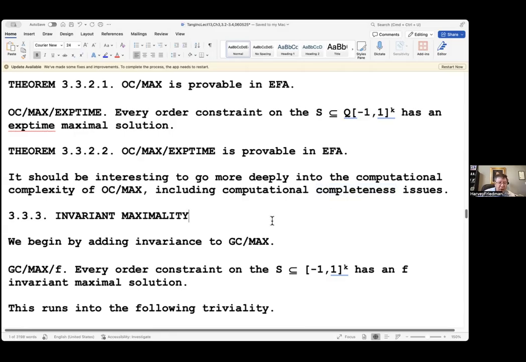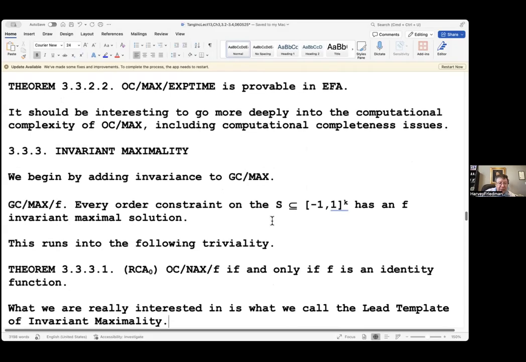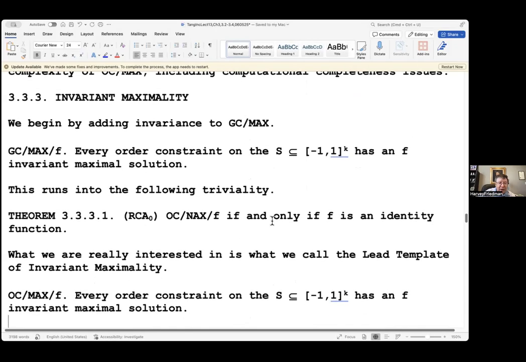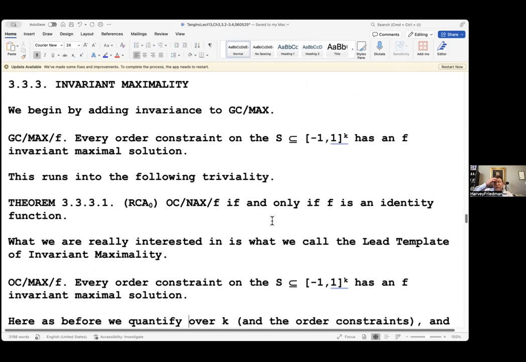All right, now we go to our main subject, invariant maximality. We add invariance to OC max because OC max just talks about maximality. Every order invariant constraint has an F invariant maximal solution. Now, you remember what F invariant means.